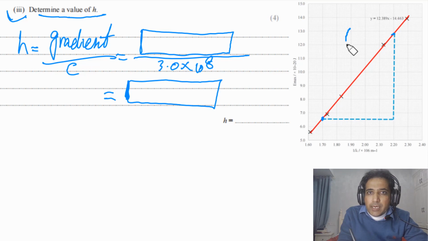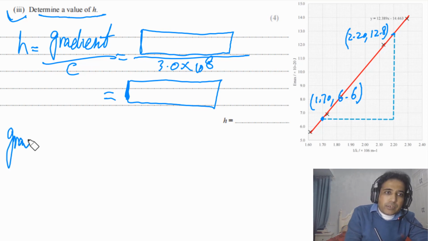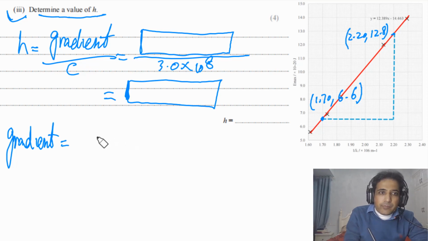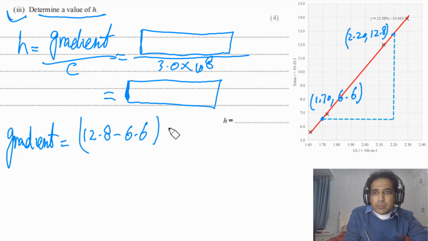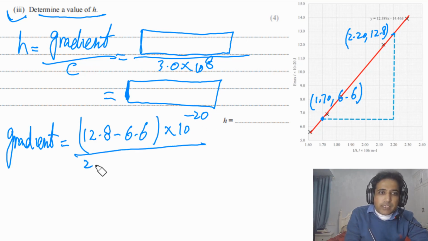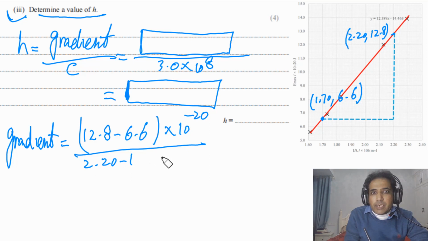So we have x here, that is 2.20, and y coordinate will be equal to 12.8. We can also write down coordinates of this point. We have 1.70, and we will have y 6.6. Now we can calculate gradient. So we have 12.8 minus 6.6, and this is multiplied with 10 to minus 20 divided by, we have x values, that is 2.20 minus 1.70, and this is multiplied with 10 to 6.